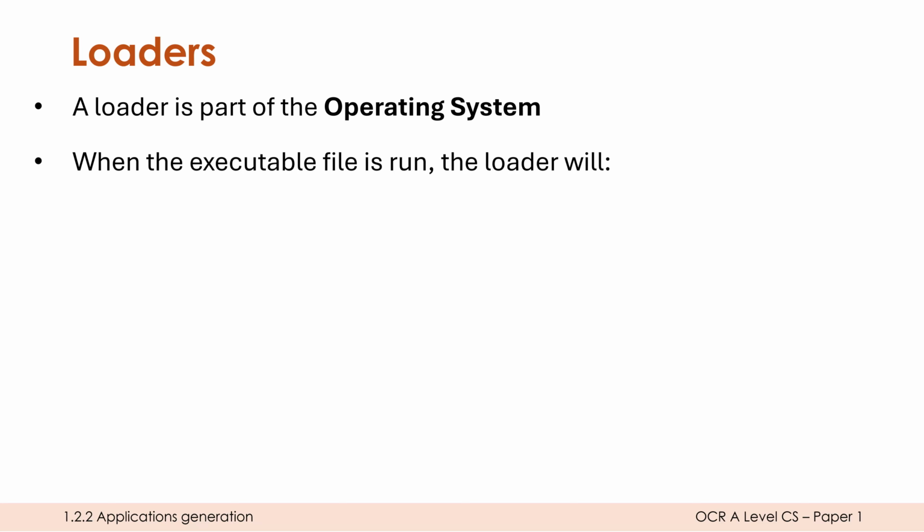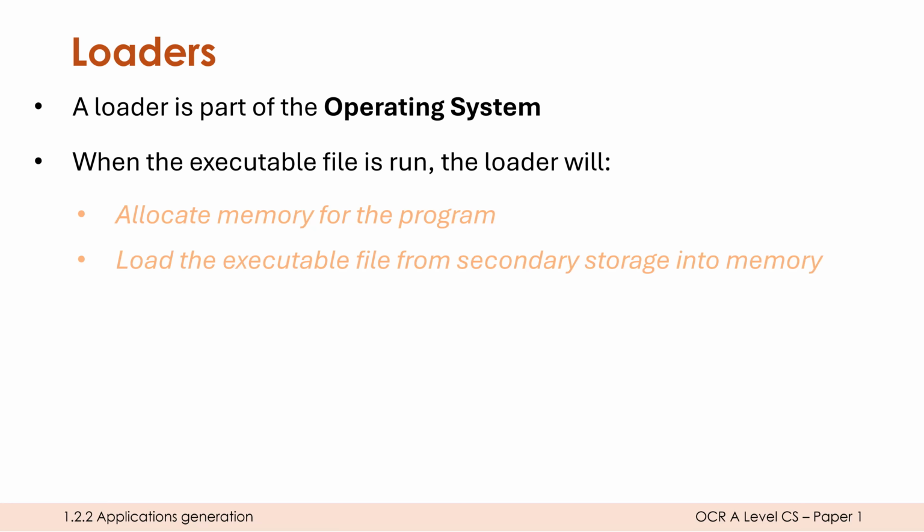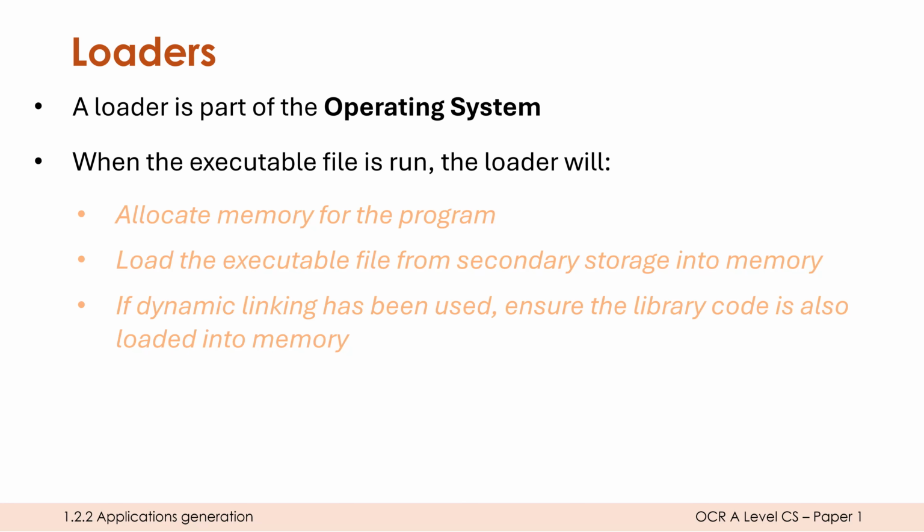There are a series of steps a loader will go through in order to allow this to happen. First of all, it needs to allocate memory for our program, so allocate some space in RAM. It will then load it from secondary storage into memory. Don't forget that programs are stored long-term in secondary storage, but can't actually run until they are in RAM. If your program has used a library and you've used static linking, then the library code is already packaged as part of that executable. However, if we had used dynamic linking, the library code isn't part of the executable, so we need to load it before it starts running. So the loader will load the library code from secondary storage into memory as well.